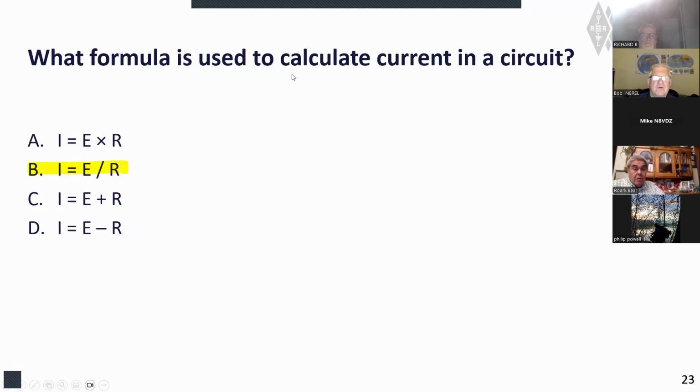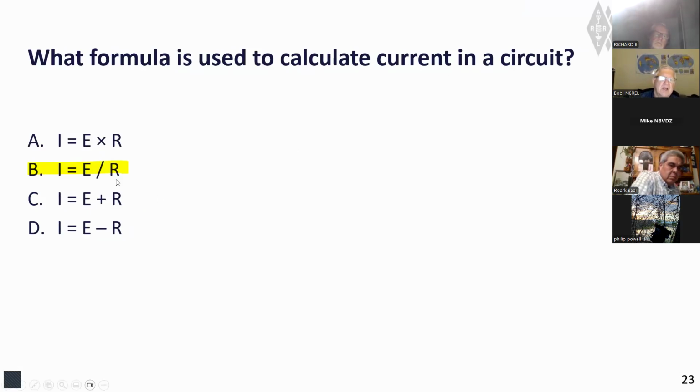Okay, what formula is used to calculate current? Now Jerry talked about this. You sit down at your exam and you draw that circle, you put the line across the circle, E goes on top, and I and R go on the bottom. So to calculate current, it's going to be E divided by R, volts divided by resistance.